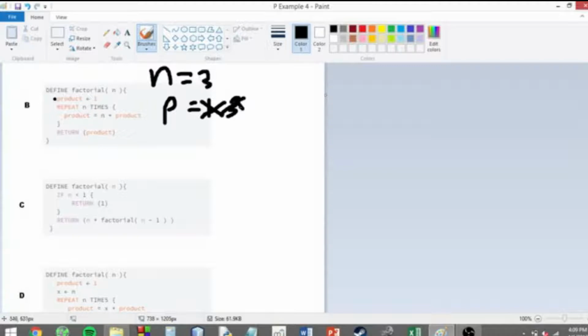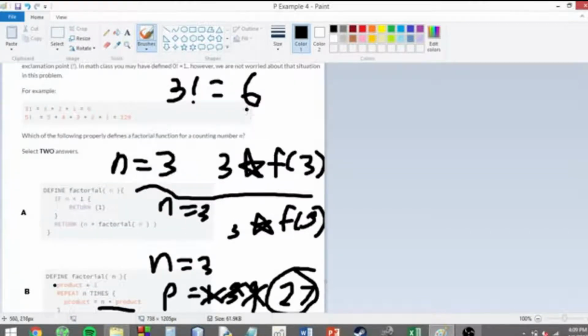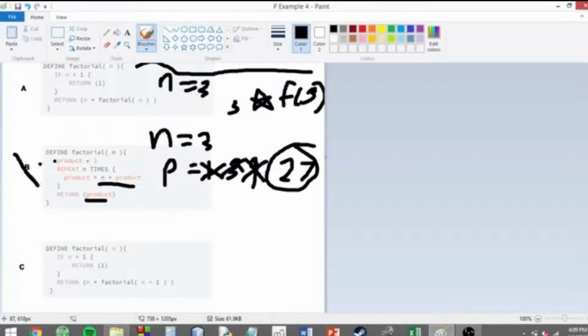N times product gives us 9. And we do it a third time. And that gives us 27, because each time we've done n times the product. And then we return product, which is 27, which you may notice is not 6. So it's not B. I guess I'll mark out A also.